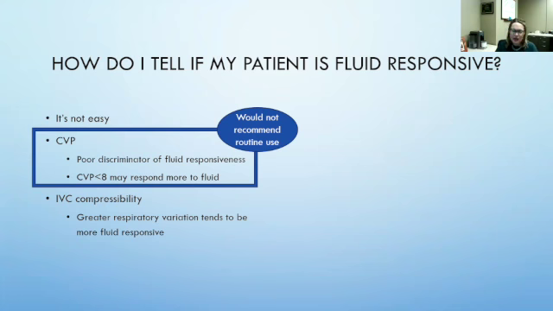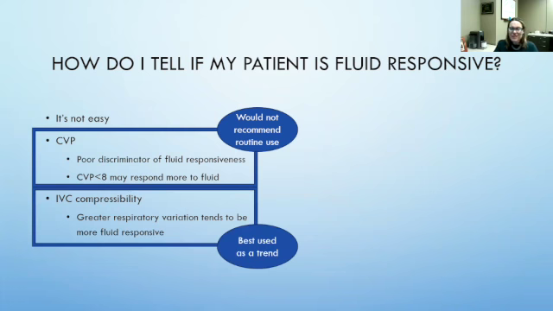IVC compressibility, I do use that. If they have greater respiratory variation, they do tend to be more fluid responsive. So I use this as a trend. Maybe if you think someone is hypovolemic, give them 500 cc's of fluid and then look again, or give them a liter of fluid and then look again. The same thing with diuresis. If you think they're hypervolemic, diurese them and look at their IVC again. Especially if one person is doing it, you can get a trend, and that can be a little bit more helpful.